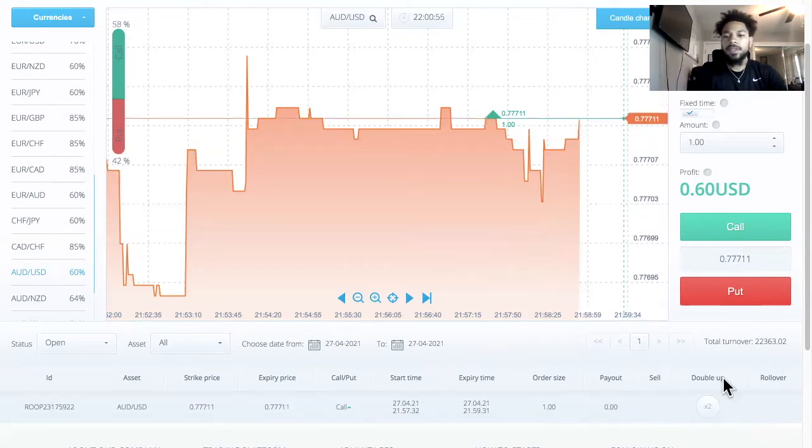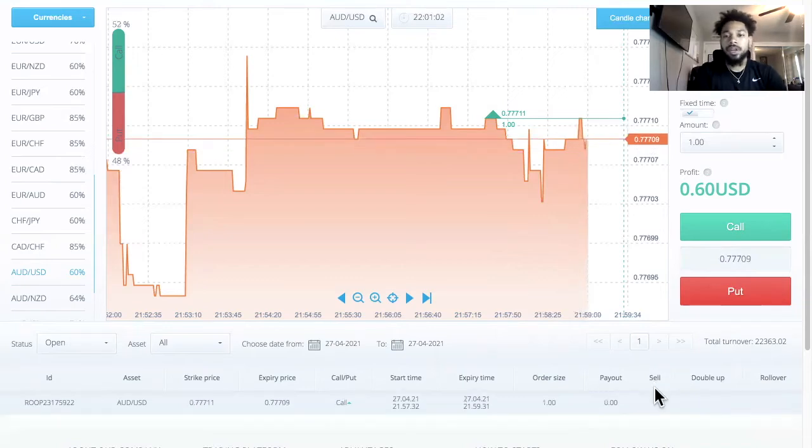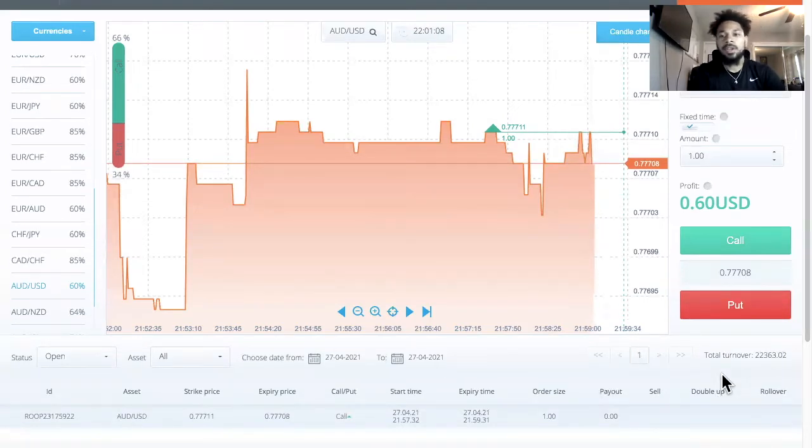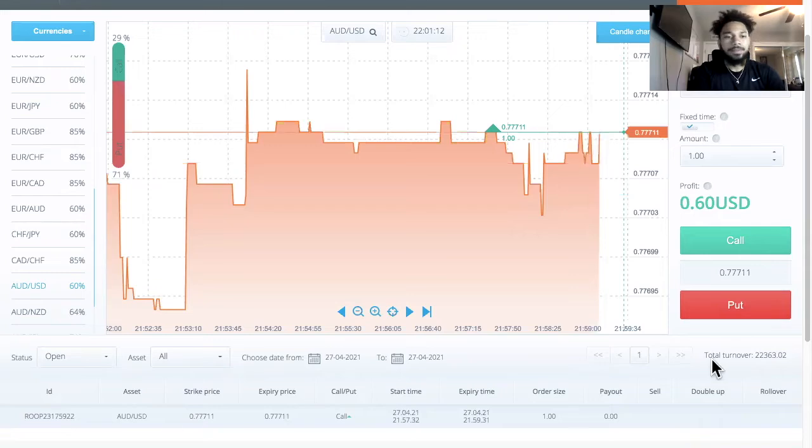Then you have some other details here. You have sell, double up, rollover. These are tools that you can use to help you clear the trade, help you win the trade. We're not going to go over those. Those are more advanced tools that if you do start trading binary options, you will want to learn what those mean so that you can use them to your advantage.